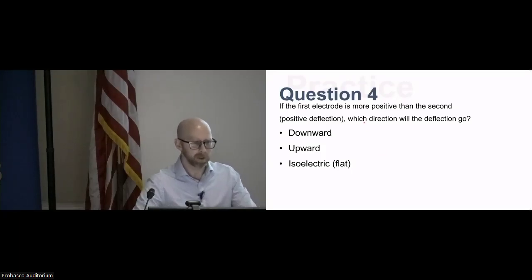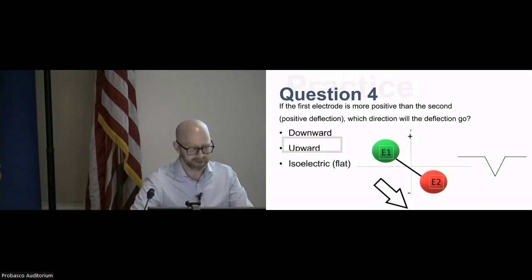All right, so if the first electrode is more positive than the second, what direction is the deflection going to go? Downward, upward, isoelectric flat. So yeah, downward. Tim got it. Again, that's this word. Yeah, positive deflection. Somehow this formatting from the Mac to here is a little off in the answer. So you have to keep me on my toes to tell you the correct answer because that's not right.